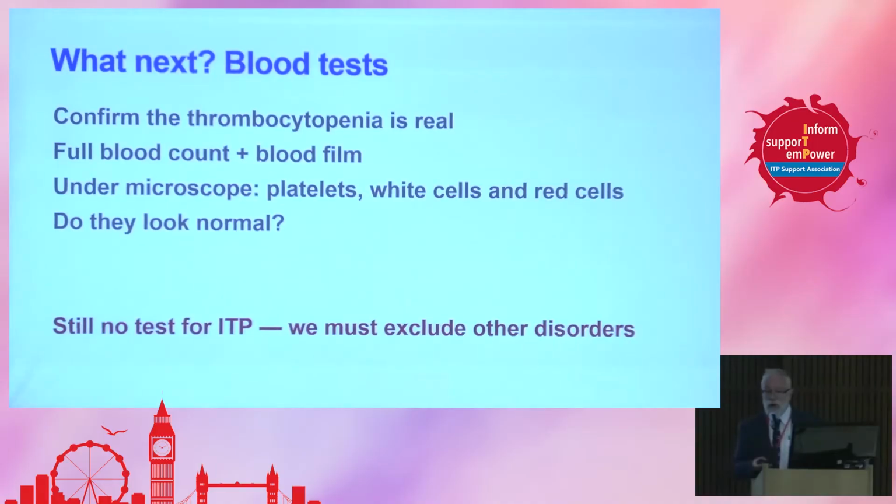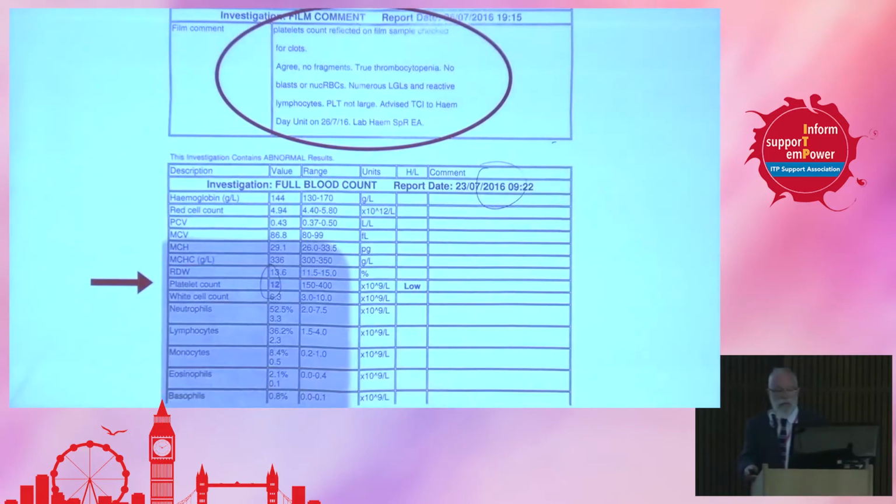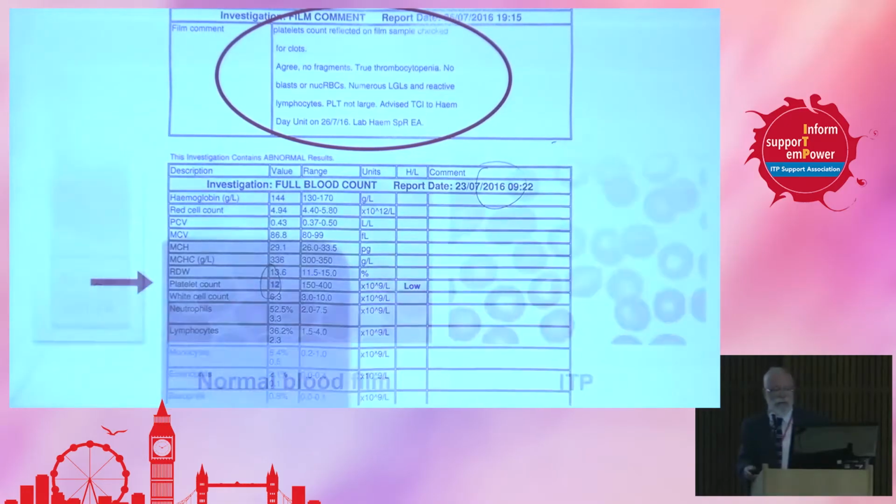We will also look at the blood film under the microscope. We look at not only the platelets, we want to make sure your white cells look normal and your red cells look normal, because if they're not, that might point to another diagnosis. But there is still no test for ITP. ITP remains somewhat depressingly a diagnosis of exclusion. We have to exclude lots of things, and then when we come up with no answers, then we say, well, it looks like ITP. And this is just a blood count. Everything looks fairly normal, apart from the platelet count of 12, but everything else is hunky-dory. So an isolated low platelet count.